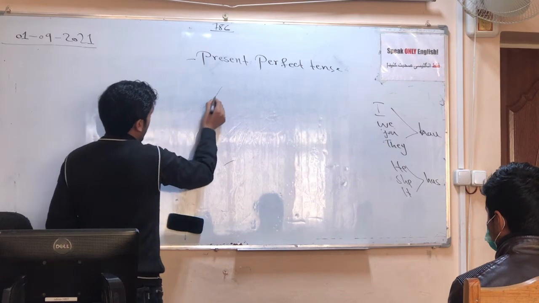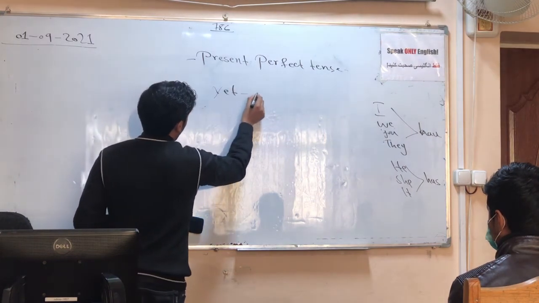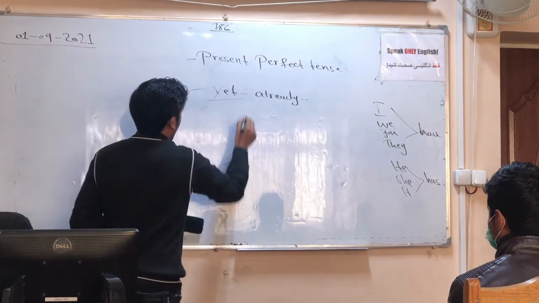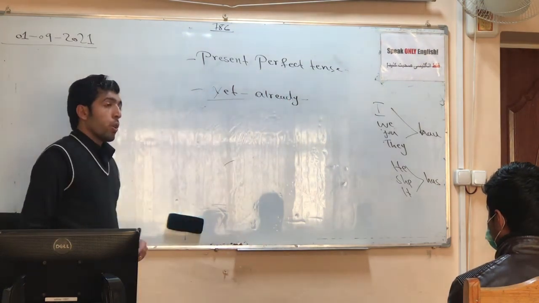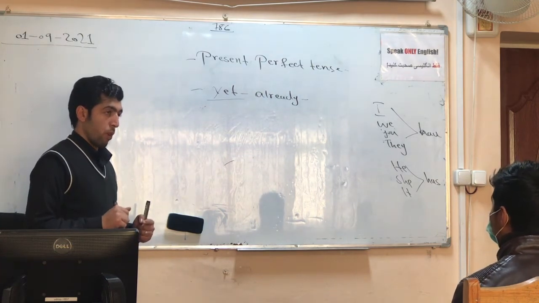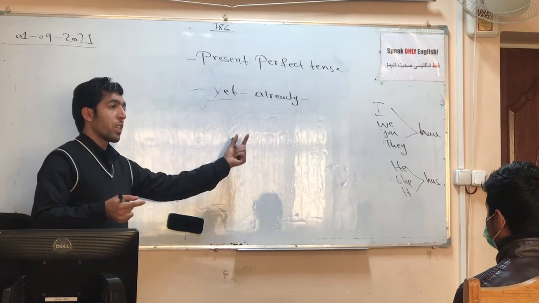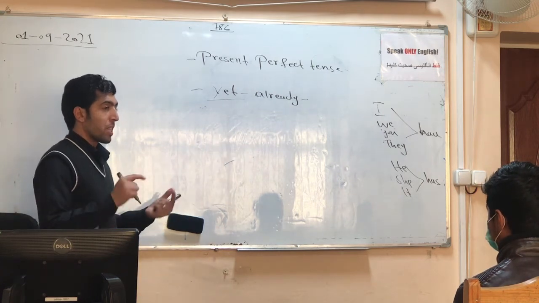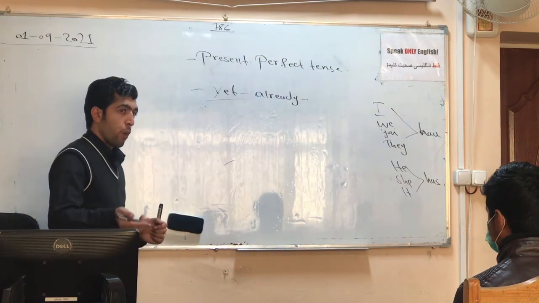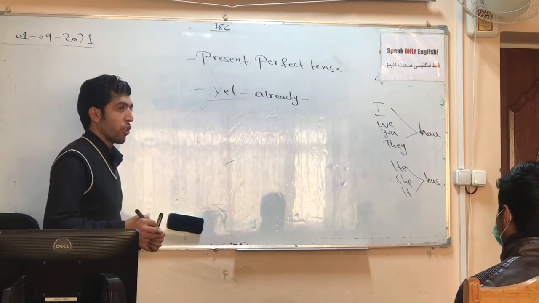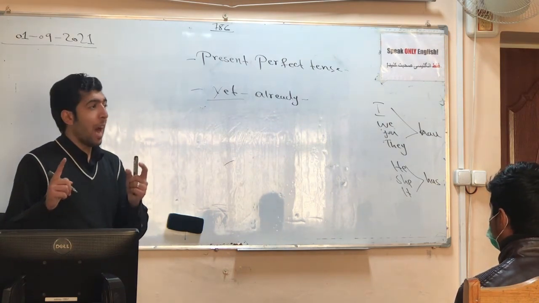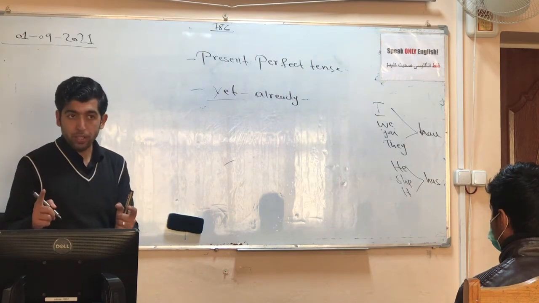We have one, yet, and the other is what? Already. So where can we use these two adverbs? We can use yet in the negative sentence and in the question forms. When we want to change our sentence into the question form, the sentence was, Navid has studied his lesson before. If you want to change it into the question form, how can we change it?